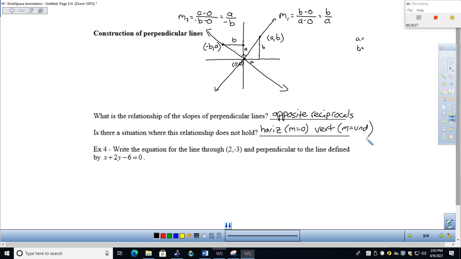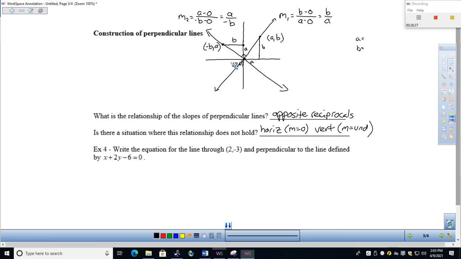That's the only situation where you wouldn't see numerically the opposite reciprocal relationship. Okay, great. Let's get into example 4 then, using this situation. And again, I hope you've found this to be at least intriguing, if not, as I said, earth-shattering.